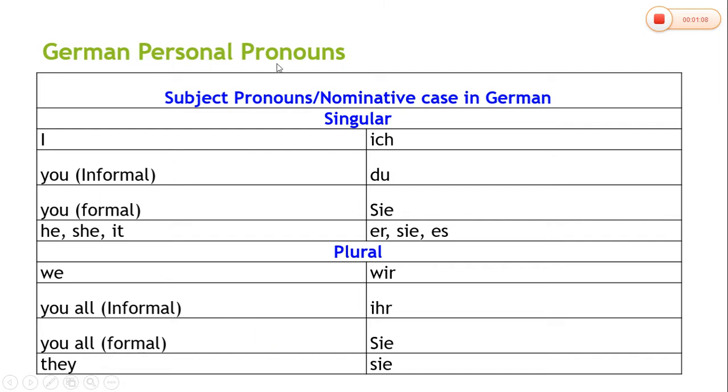German personal pronouns, subject pronouns or nominative case in German. Singular pronouns: I, ich; you informal, du; you formal, Sie; he, she, it, er, sie, es. Plural pronouns: we, wir; you all informal, ihr; you all formal, Sie; and they, sie.